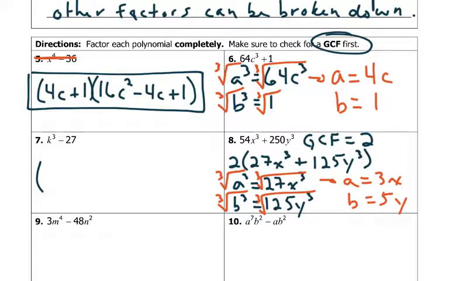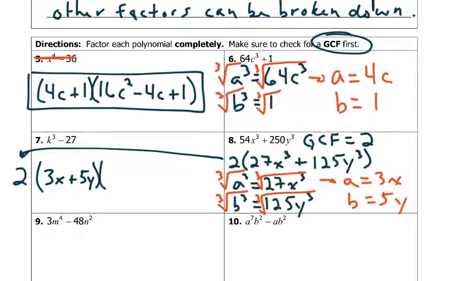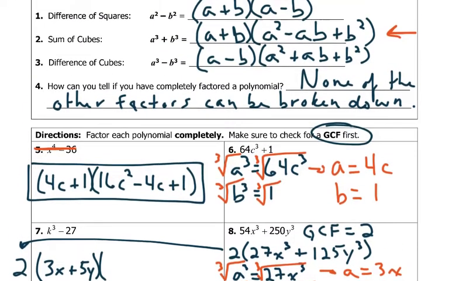So A plus B. Now what happens to this 2? This 2 needs to come to the outside since it's our GCF. So we can't forget that. Just always check to make sure you have a GCF or didn't have a GCF. In this case we do. So 3x plus 5y times. All right, so let's look back at the top here.